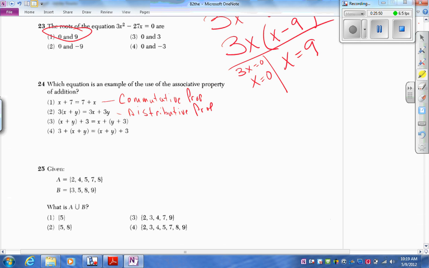Okay. This one, (xy)3, x(y3). So the order stayed the same, but who's in the parentheses changed, and this is the associative property. Don't abbreviate associative property. We can abbreviate it there.